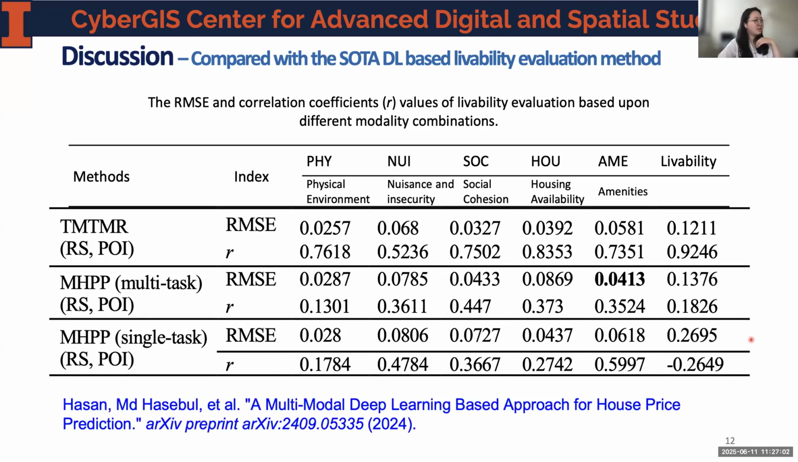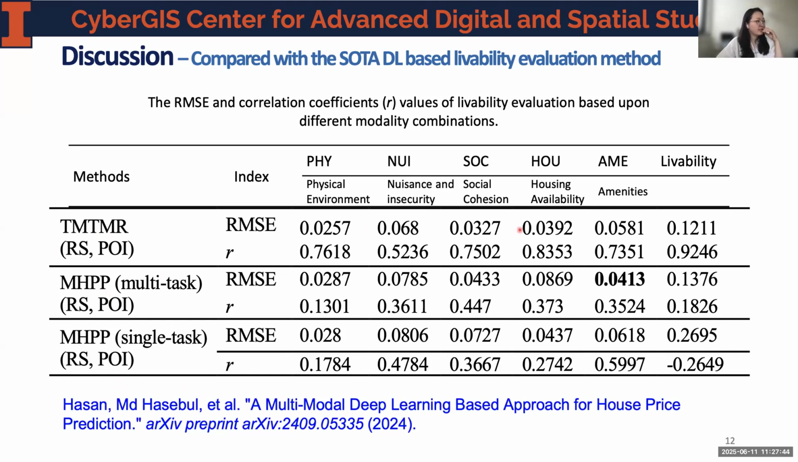Besides this research, we also compared our method with the state-of-the-art multimodal multitask regression network. This one was proposed last year. It's a multimodal deep learning-based approach for housing price prediction. Because this network only supports two types of modality inputs, one image modality and one text modality, we compared our method using two modalities with that method also using two modalities.